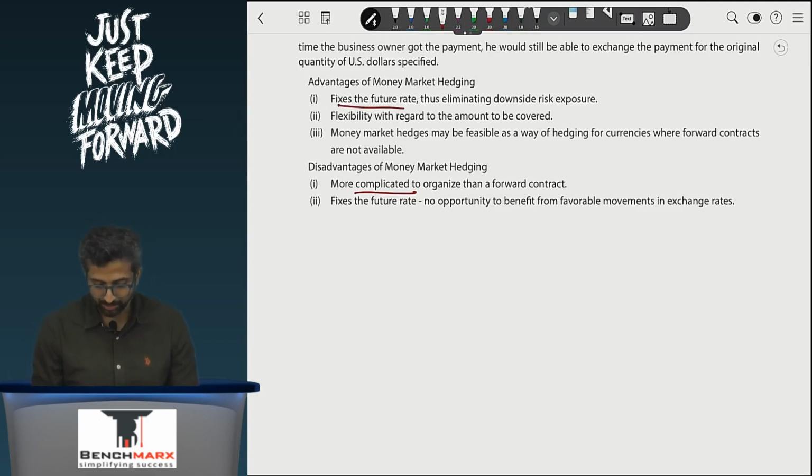Okay, this fixes the future rate, eliminating the downside exposure, and you can use this where forward contracts are not available. So if forward contracts are not available in certain currencies, you can use these operations. Are we clear with this?